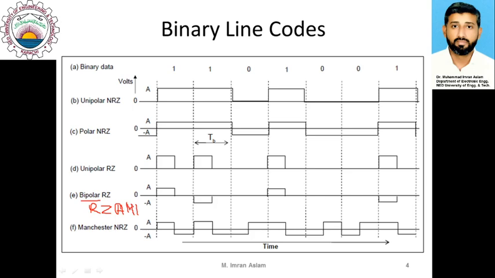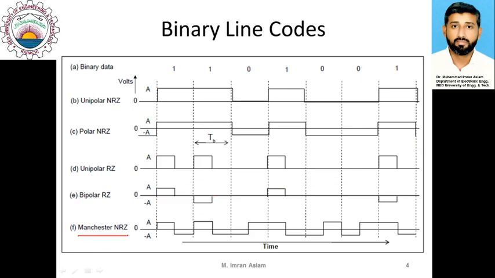AMI stands for alternate mark inversion. Alternate mark inversion means we use pulses to represent binary 1 and no pulse to represent binary 0, but the pulses are used in a way that consecutive pulses have opposite amplitudes. For example, 1 is represented by a positive pulse, the next 1 would be represented by a negative pulse. Similarly, the 0 would be represented by no pulse, the next one would be represented by a positive pulse because the previous pulse was negative, and then zeros are represented by no pulses, and then the next one is represented by a negative pulse.